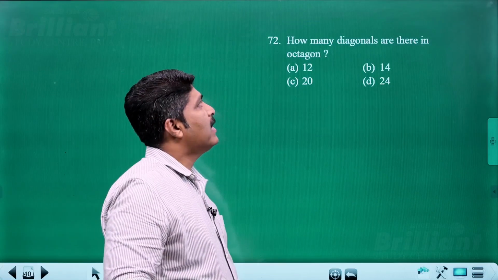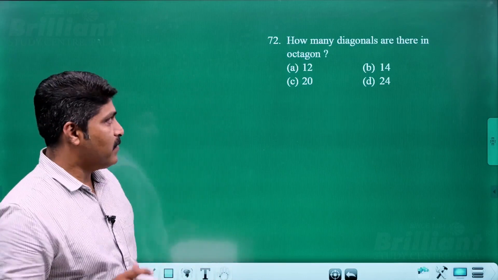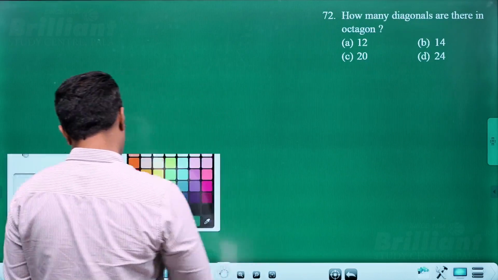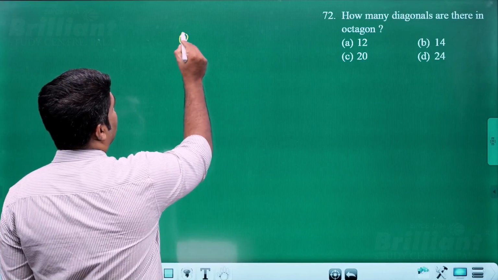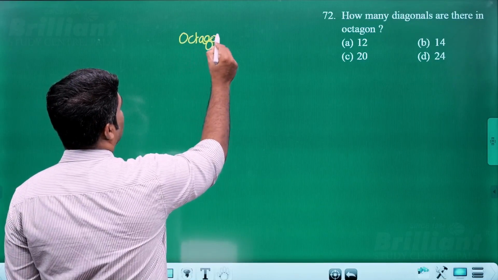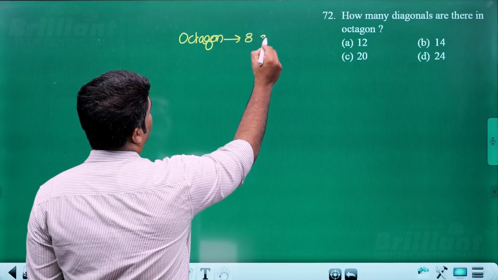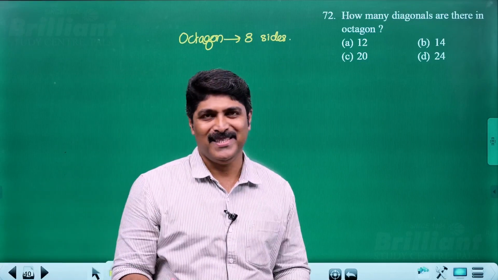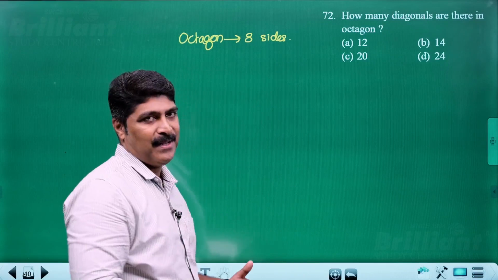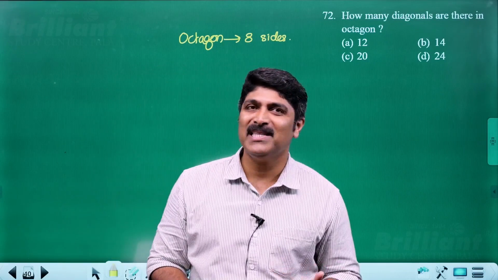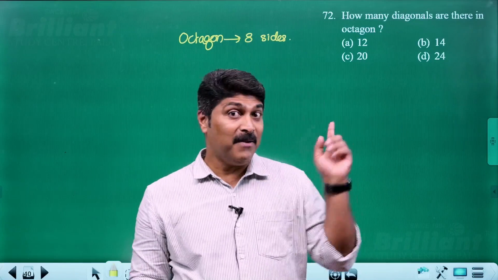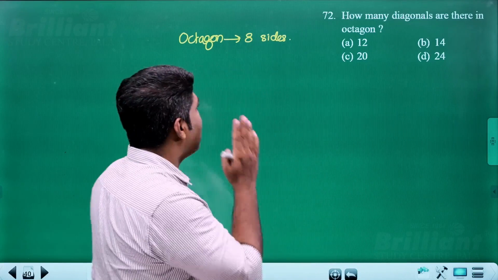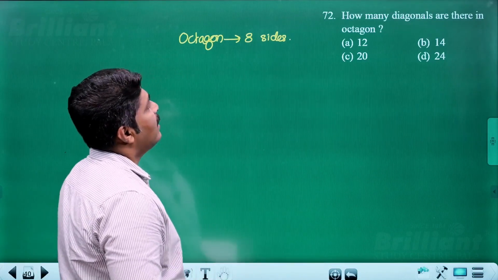How many diagonals are there in an octagon? First of all, what is an octagon? You have already experienced some of these geometrical figures based on the number of sides. An octagon has 8 sides. You can remember the term octopus, which has 8 legs. And October was the 8th month in the previous calendar. Right now it's the 10th month, but previously that was the 8th month. Got it? So here it has 8 sides.